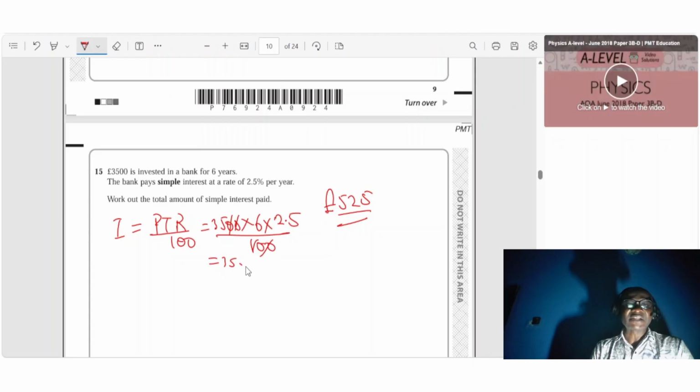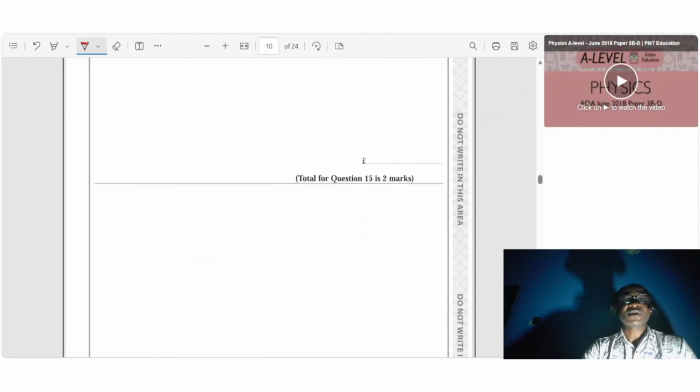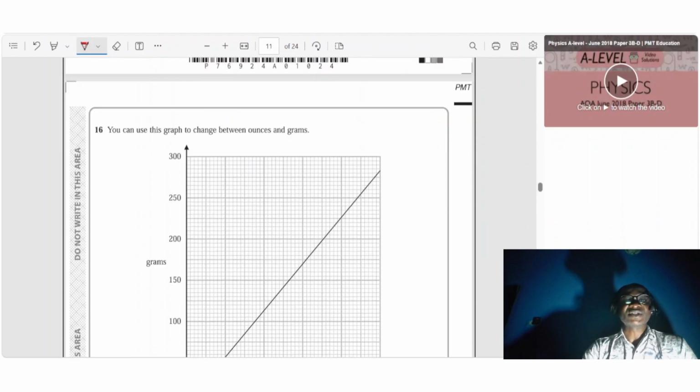So you now do 35 times 6 times 2.5. If you multiply this now, it will definitely give you the answer within the shortest time. So 35 times 6 times 2.5, that is 525 pounds. So that is the right formula that you can use to plug it in and get a fast answer. All right. We move to number 16.